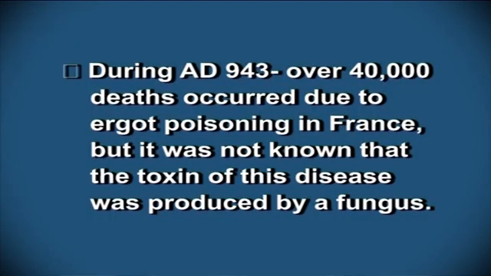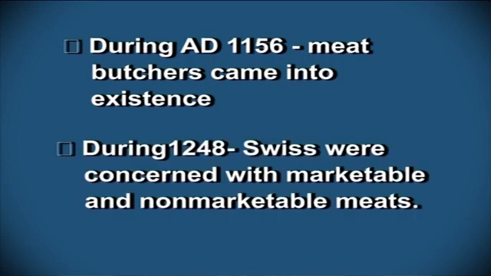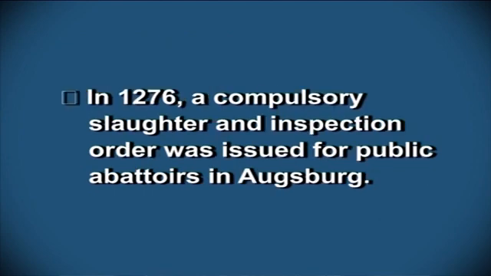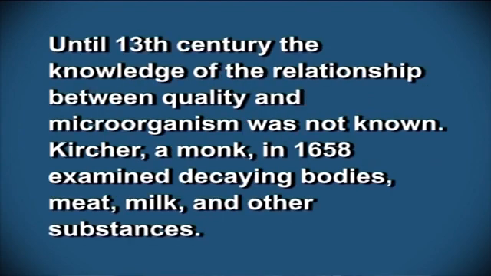During AD 943, over 40,000 deaths occurred due to ergot poisoning in France, but it was not known that the toxin of this disease was produced by a fungus. During AD 1156, meat butchers came into existence. During 1248, the Swiss were concerned with marketable and non-marketable meats. In 1276, a compulsory slaughter and inspection order was issued for public abattoirs in Augsburg. Until the 13th century, the relationship between quality and microorganisms was not known.